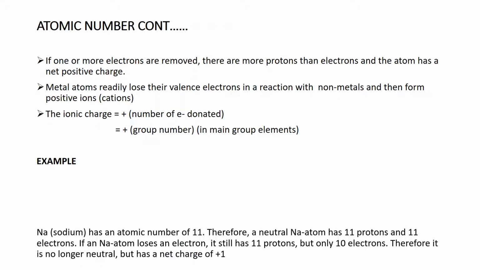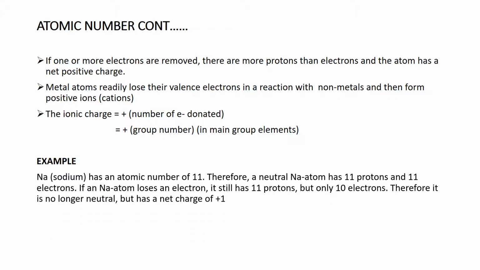An example of this is sodium. Sodium has an atomic number of 11. Therefore, a neutral sodium atom has 11 protons and 11 electrons. And if a sodium atom loses an electron, it will have 11 protons, but it will have 10 electrons. Therefore, it's going to be positively charged, because now it has more protons than electrons, and the net charge will be positive 1.